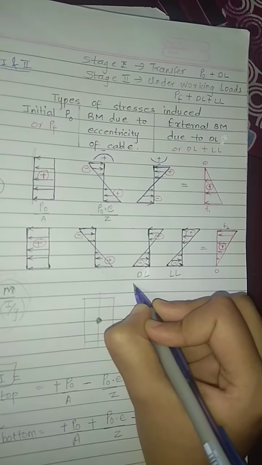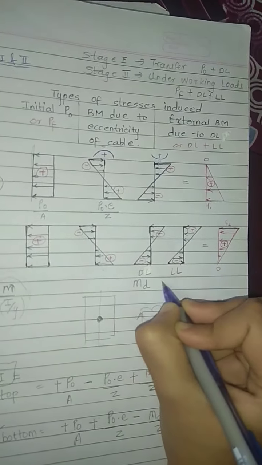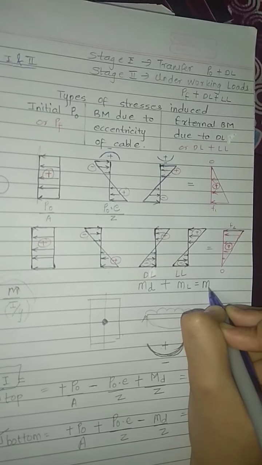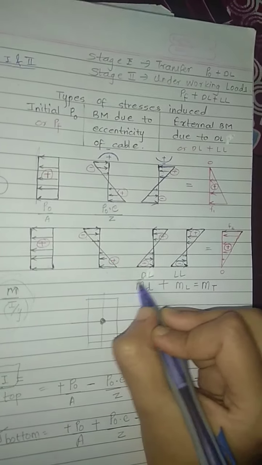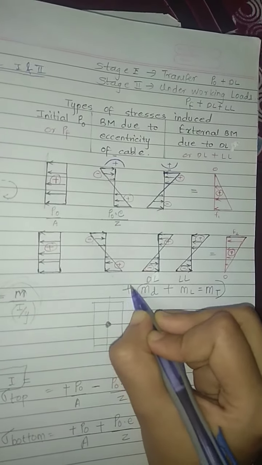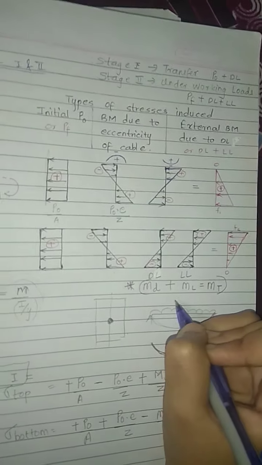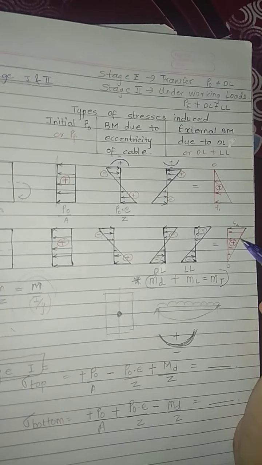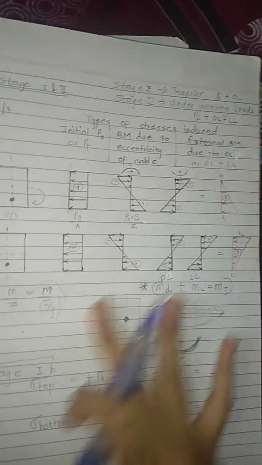So here the external bending moment due to dead load plus the external bending moment due to live load. So in the calculation we consider the total bending moment. This is the most important part in stage 2. Okay, and the final stress diagram is this. Stress at bottom is 0.